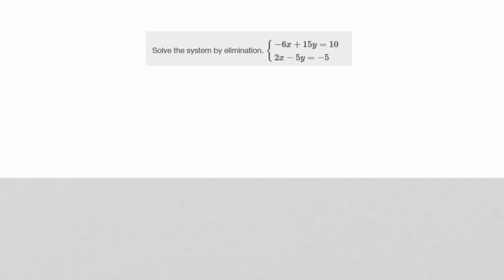All right, so let's look at this one. What can I make easily that would make opposites? Let's see here. I could multiply the bottom one by 3. Yep, that would work. Let's multiply the bottom one by 3 and see what happens here. So the top one I'm just rewriting. The bottom one becomes 6x minus 15y is equal to negative 15.